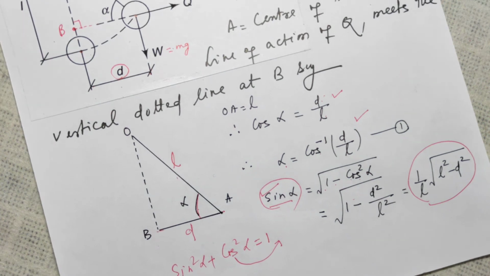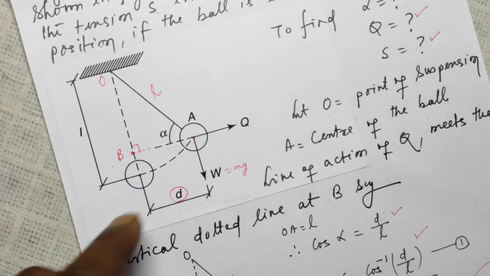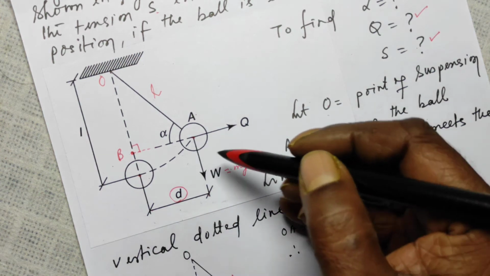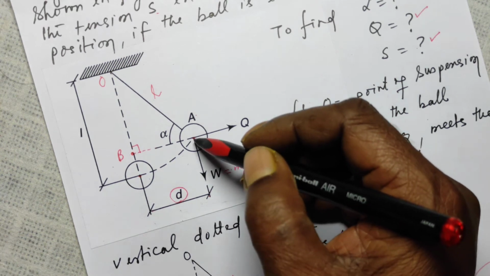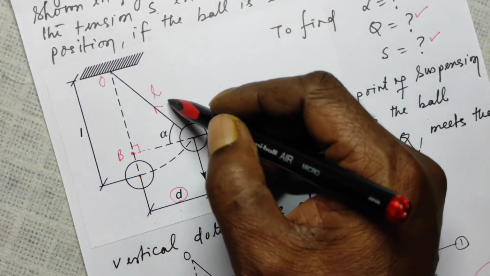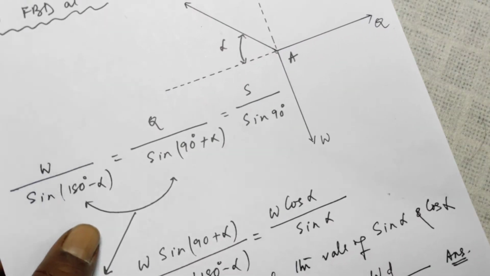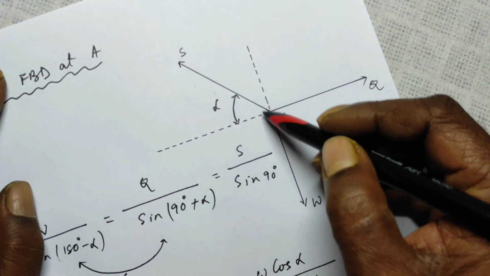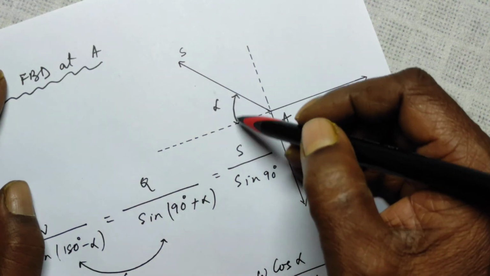Since we have found sine alpha and cos alpha, let us draw the free body diagram at point A, where there are three concurrent forces. One Q to this side, one W to this side, and the tension force will be away from this. Let it be S. So I have drawn the free body diagram at point A: Q, W, S. This angle was given as alpha.